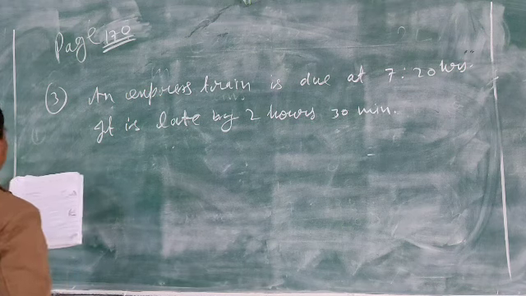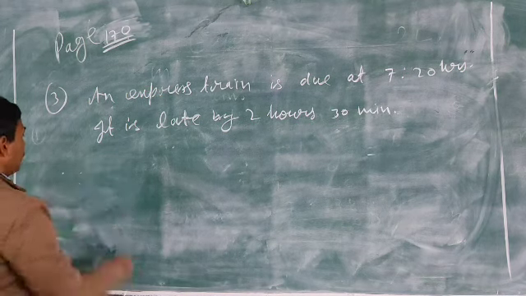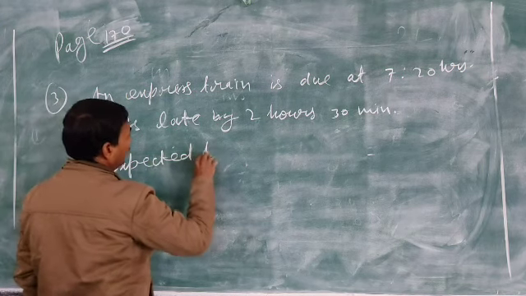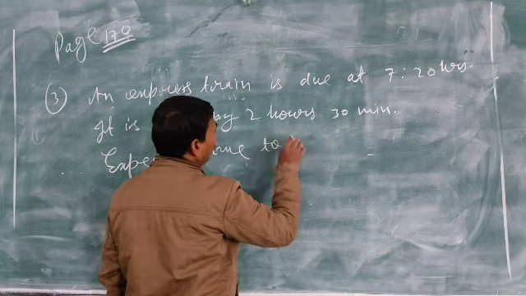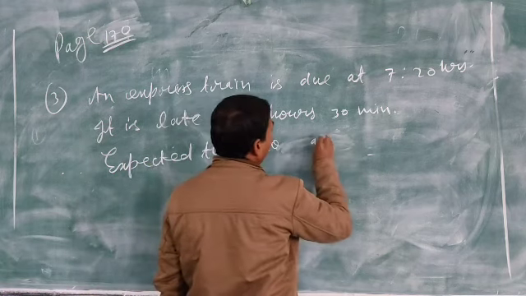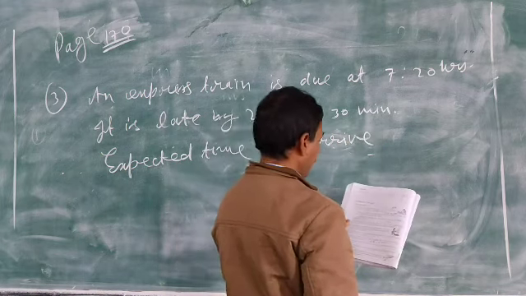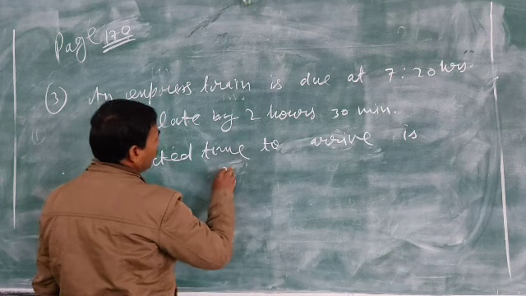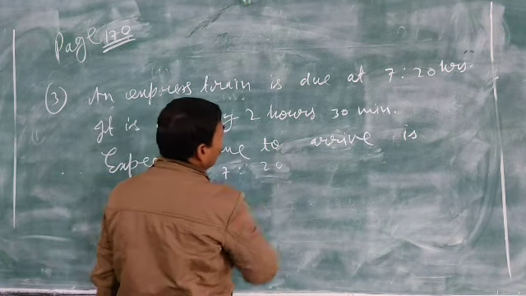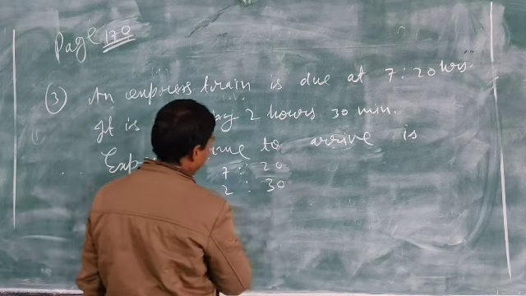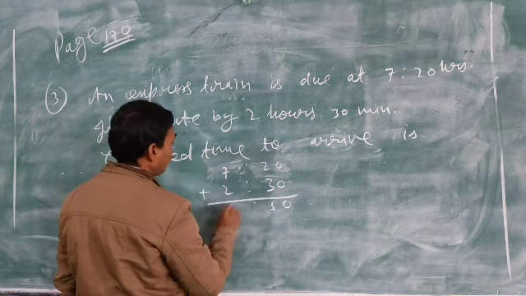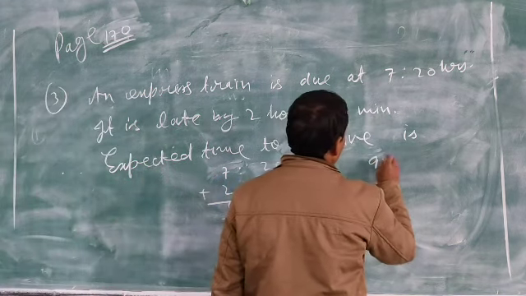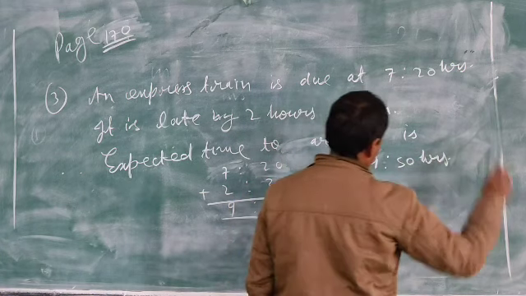We are asking the expected time to arrive, hence you can write: expected time to arrive is, we will add here 7:20 plus 2:30. 0 plus 0 is 0, 5 and 7 to 9, that is 9:50 hours. Answer is 9:50 hours.